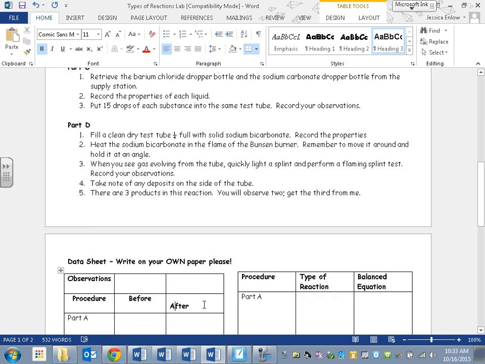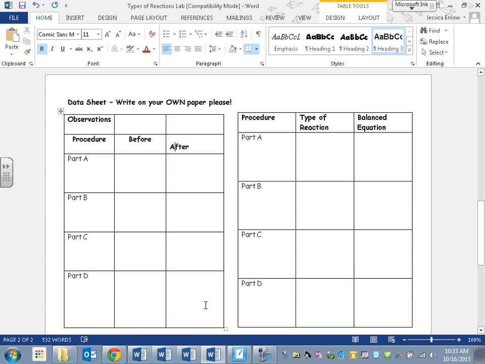So there's 4 parts to the lab. At the bottom, it says to make a data table. The data table is basically procedure 1 through 4. What does it look like before? What does it look like after? And then identifying the type of reaction and identifying the actual BCE for that reaction. It's very simple and it's very fun. But I'd like to get this done in about 45 minutes so we have time to go.